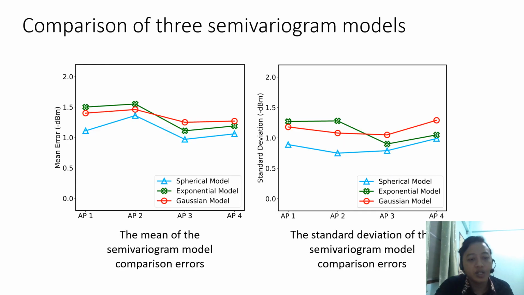The results show that for the ordinary kriging interpolation, we evaluated 3 types of semivariograms: spherical, exponential, and Gaussian, to find the most fitted semivariogram. The semivariogram model that fits the empirical semivariogram can be determined by finding the smallest error of the RSSI prediction. In the figure on this slide, we can see that spherical is the fitted semivariogram model.